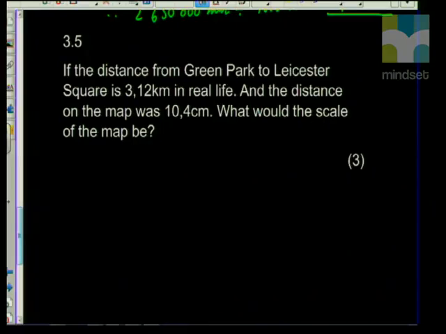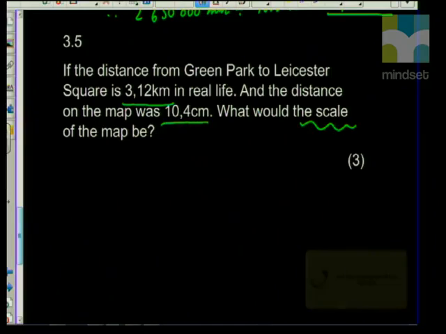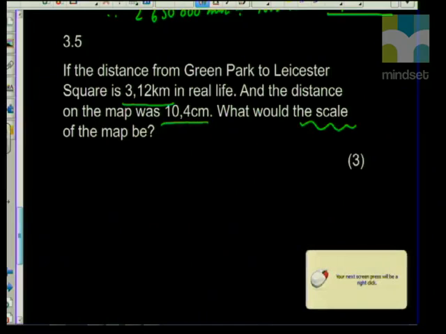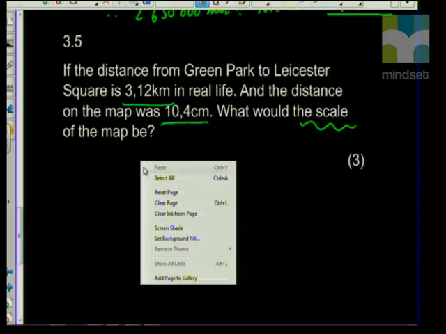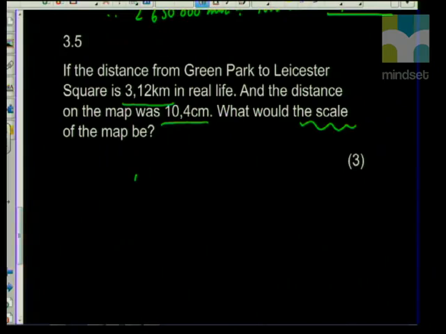Right, so question 3.5, if the distance from Green Park to Leicester Square is 3.12 kilometers in real life, and the distance on the map is 10.4 centimeters, what is the scale? So now they actually are asking us for the scale, rather than saying, well, this is the scale and we need to convert it back. So what I always like to do is to write my map to reality.